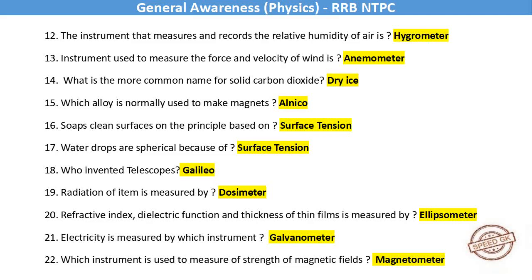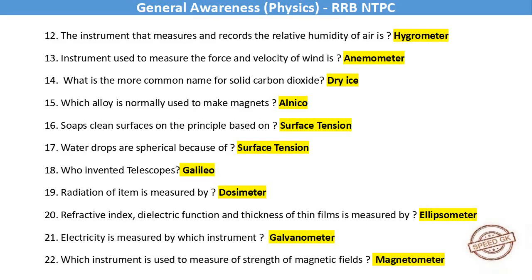Alnico. Soaps clean surfaces on the principle based on surface tension. Water drops are spherical because of surface tension. Who invented telescopes? Galileo. Radiation of atoms is measured by dosimeter.